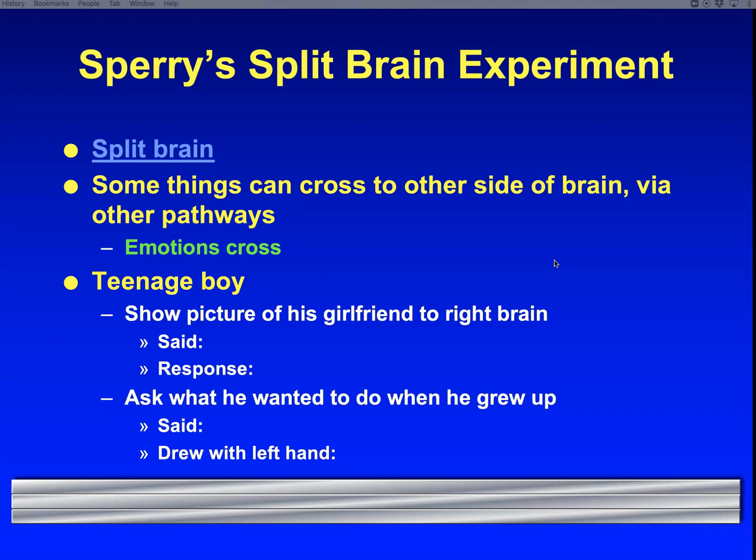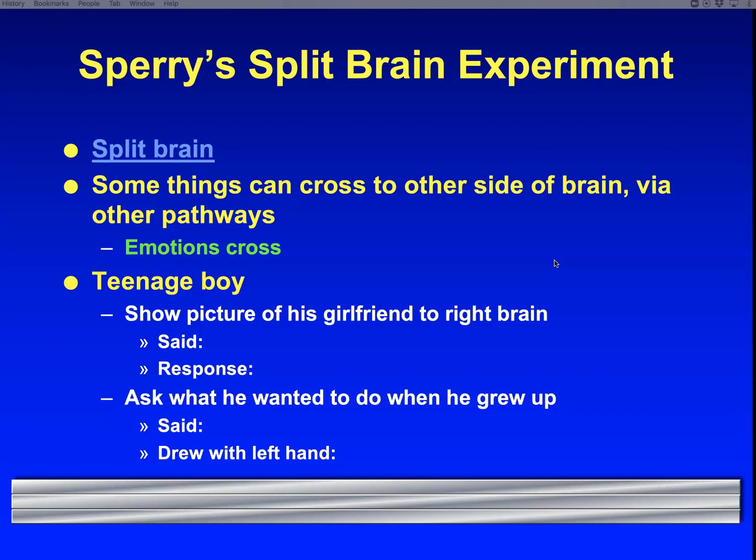So emotions can cross; the language couldn't cross. And one neat thing we see with the emotions able to cross, they did this with a teenage boy who had to have his corpus callosum severed. They showed him a picture of his girlfriend to his right brain. All right, so it went to his right brain, and they said, "What did you see?" And he said he saw nothing because that's not the speech center, but he blushed and he giggled. So there was a signal that got there.